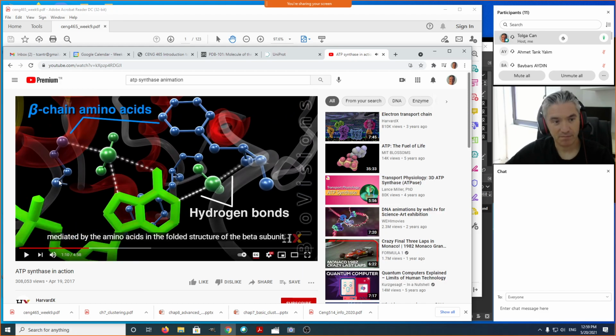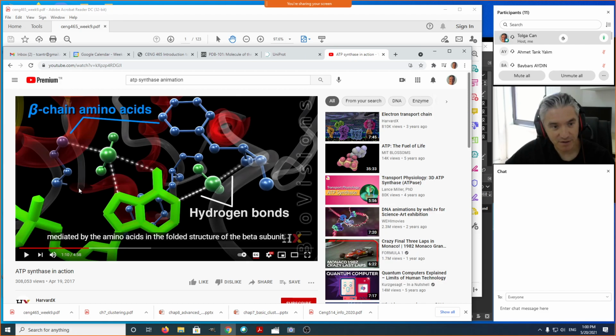The enzyme binds to the ATP synthase molecule. Protein structures with an "ase" at the end are protein structures that act like enzymes. That are enzymes. So what happens is that with these hydrogen bonds, there's a beta chain of amino acids here.